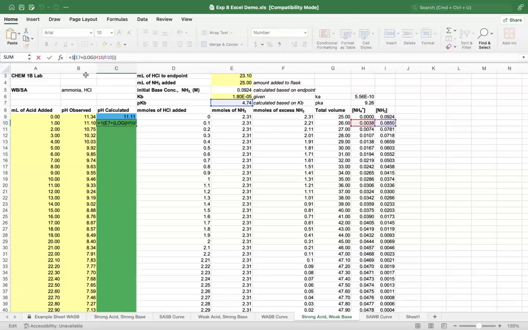So what happened? Why didn't it work? 14 minus. So why doesn't it work here? What do I have wrong? H11, I11, 14 minus E8. Oh, I know what happened. I didn't absolute reference properly. I didn't absolute reference my pKb. I need to absolute reference that. $E$7. There we go. Sorry.